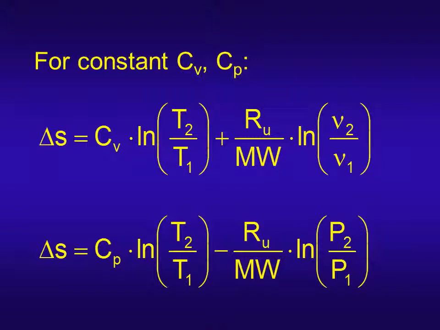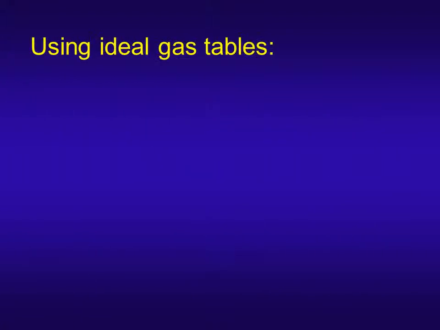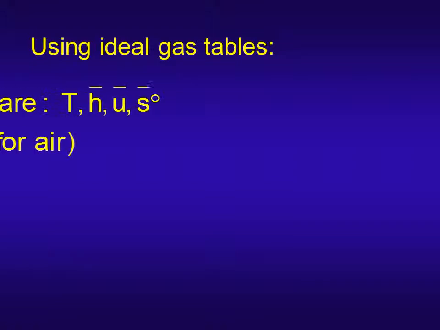Similarly, we have an equation for delta S depending on the T's and the P's. So if you know T's and P's, you use equation 2. If you know T's and V's, use equation 1. We'll use this a lot when we get into problems involving entropy.